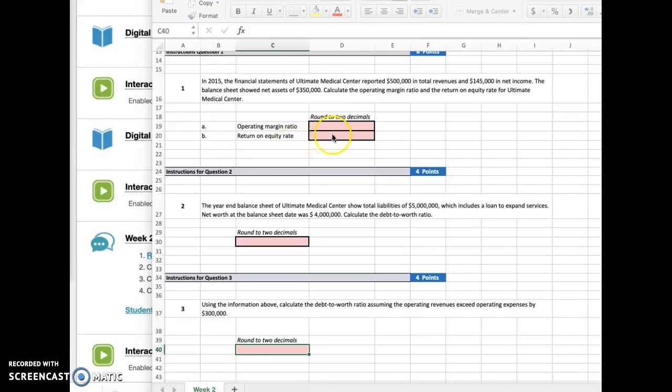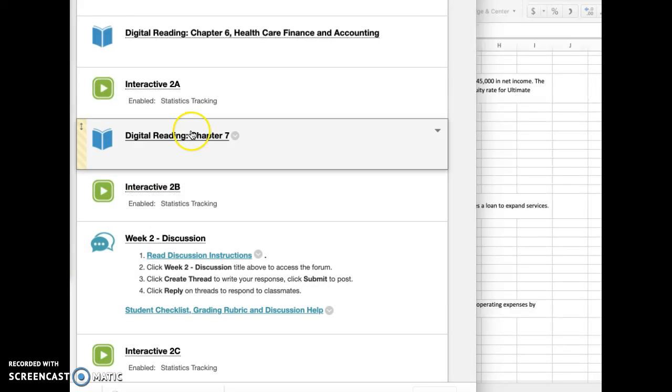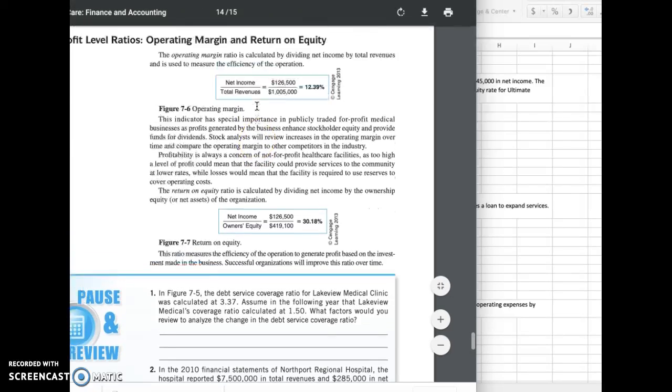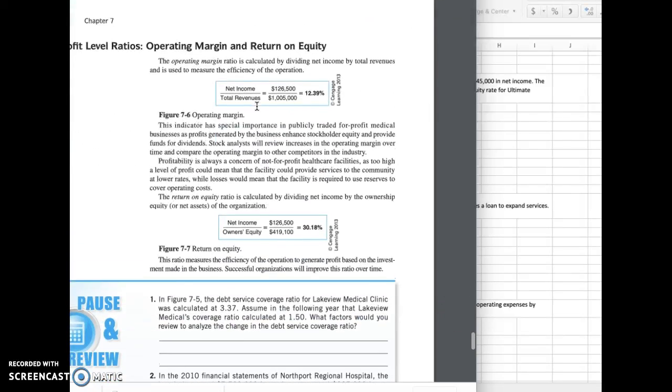The first question gives you information like the total revenues, the net income, and the net assets. And then it asks you to calculate the operating margin ratio and the return on equity rate. If you go into Blackboard and open up chapter 7, I believe it looks like it's page 122.